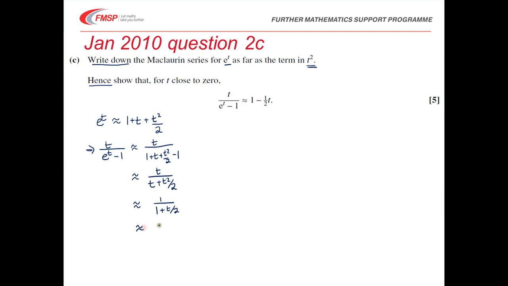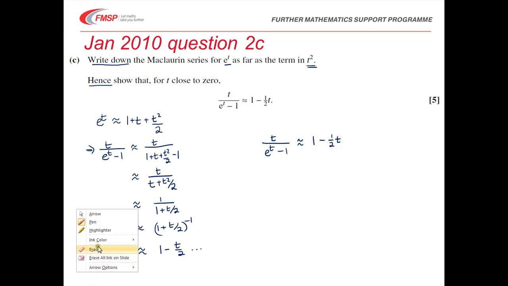If we then write that in index notation, we can see that we can use a binomial expansion to write that as 1 minus t over 2, and so on. So we've got our result that t over e to the t minus 1 is approximately equal to 1 minus a half t.